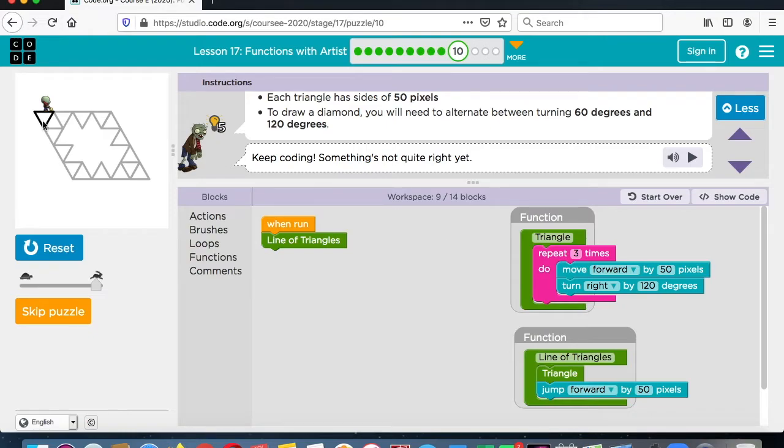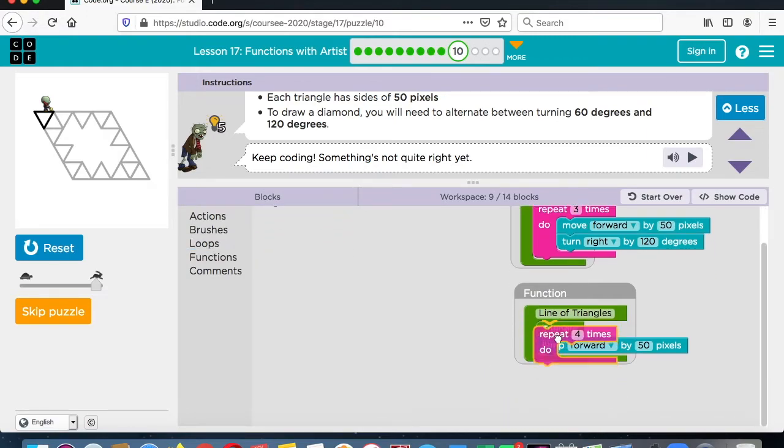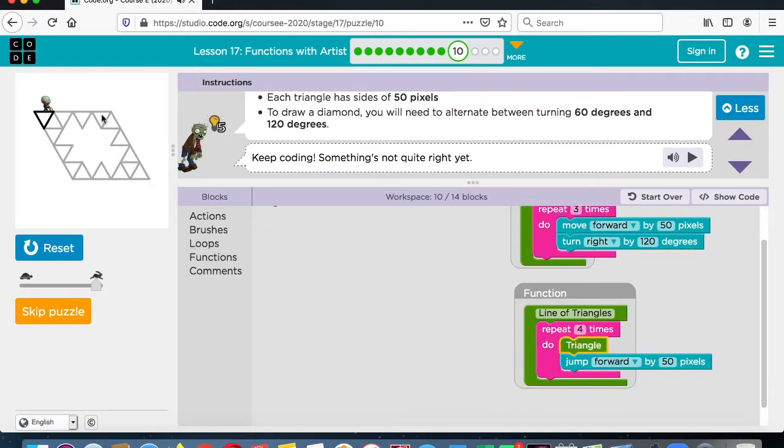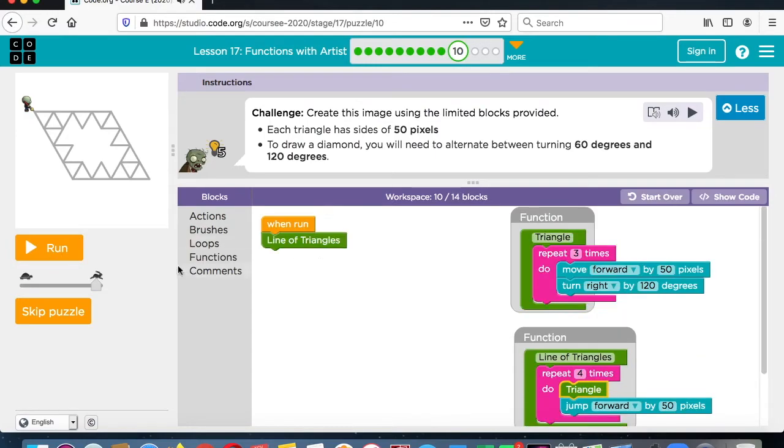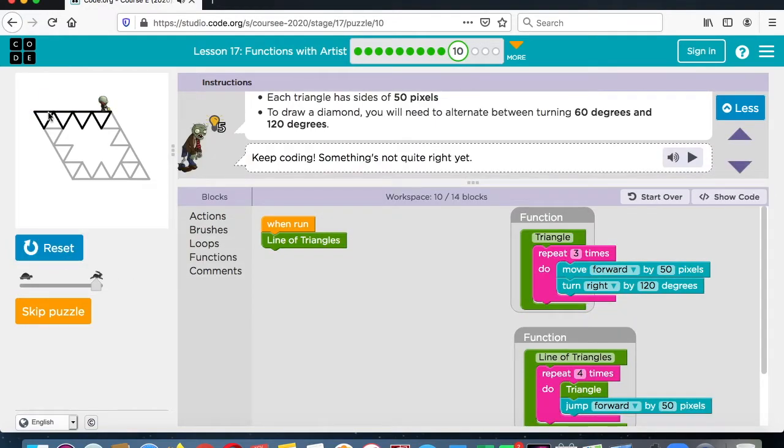We have to do 1, 2, 3. Let's do it 4 times. Let's make a loop in here of 4 times for a line because we've got a whole line of triangles here. So let's see how that goes. So that gets us our first row. Okay, so we did our first row.